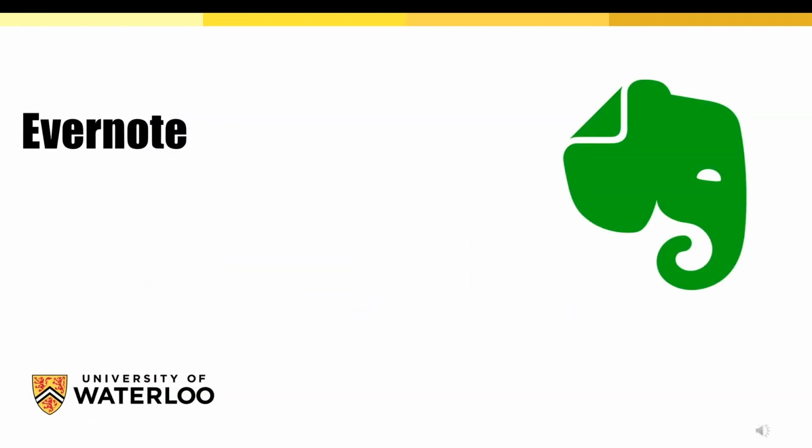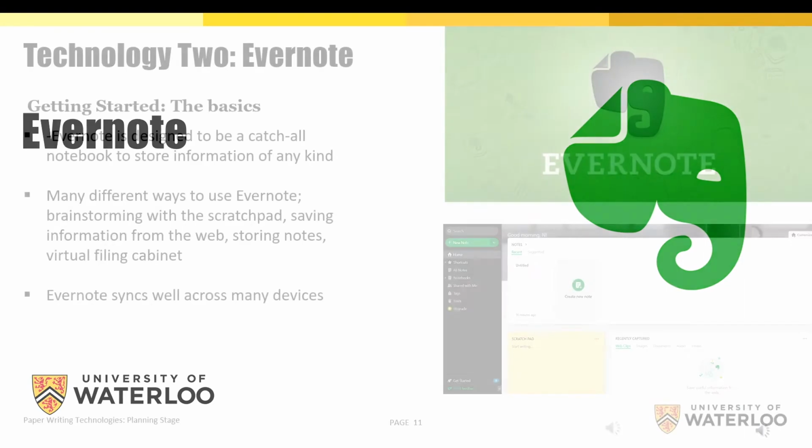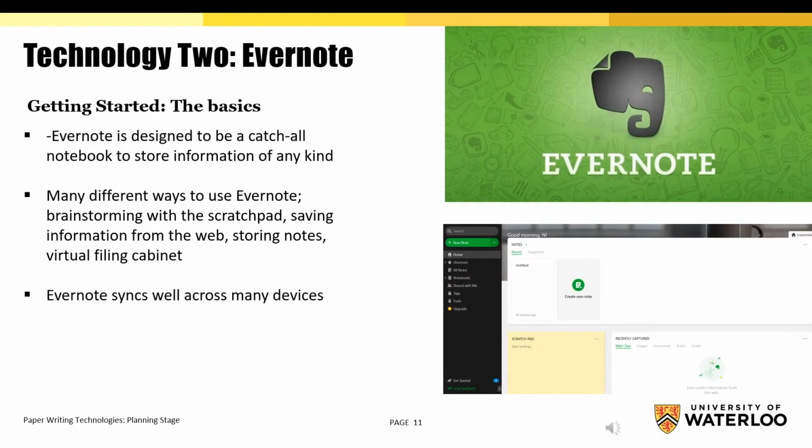Technology 2. Evernote. Evernote is designed to be a catch-all notebook to store information of any kind. There are many different ways to use Evernote, from brainstorming with a scratchpad, saving information from the web, storing notes, or even using it as a virtual filing cabinet.